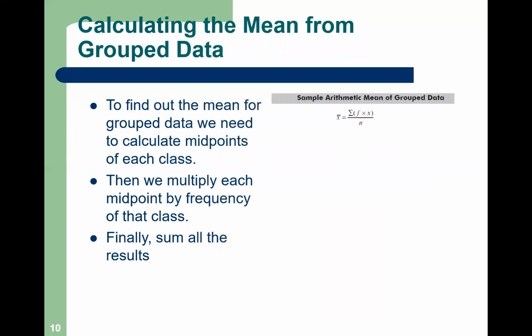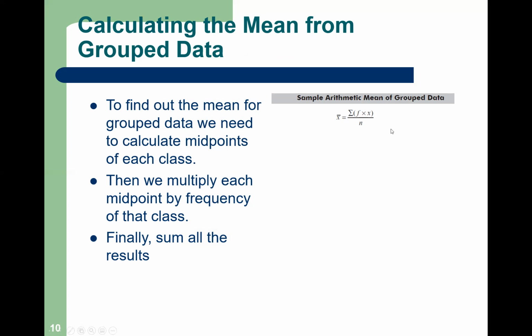Now we move to calculate the mean for group data. Group data is data that is grouped in frequency distributions. When we make a frequency table, it is called group data. So to find out the mean for group data, first we need to find out the midpoints of each class. Then we multiply each midpoint by the frequency of that class, and then we sum up all the values, and we get the arithmetic mean for group data.